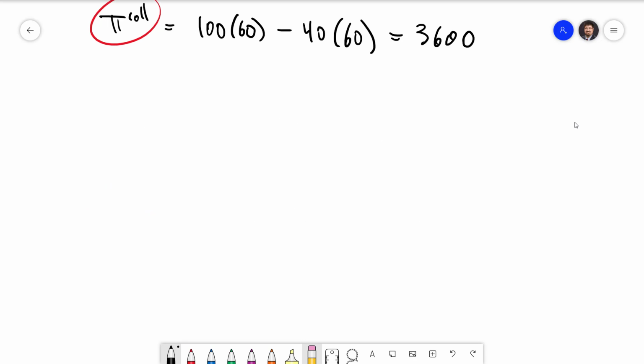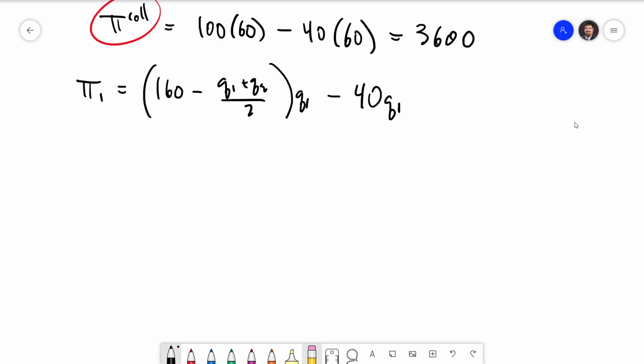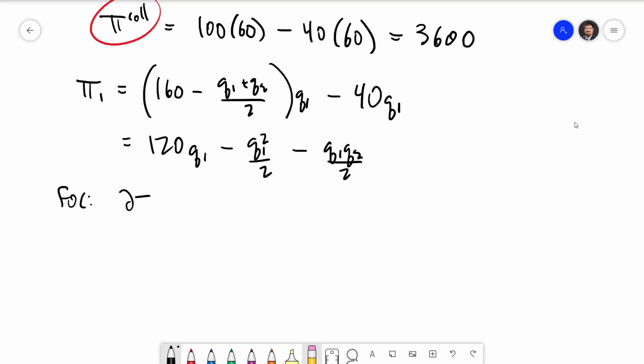Now let's do the Cournot Nash equilibrium. For this, I'm going to use firm 1 as a representative firm and just write their profit function, which is 160 minus (Q1 plus Q2) over 2, all that times Q1, that's our total revenue, and our total cost, 40 Q1. Multiplying this whole thing out and combining terms, we're going to get 120 Q1 minus Q1 squared over 2 minus Q1 Q2 over 2. For their first order condition, we need to take the partial derivative of pi 1 with respect to Q1, which is 120 minus Q1 minus Q2 over 2 equals 0.